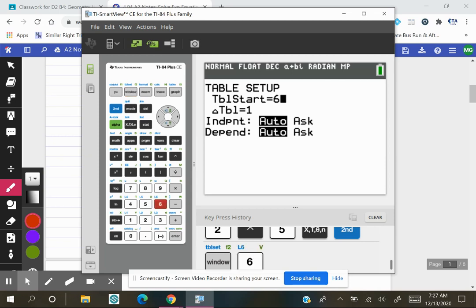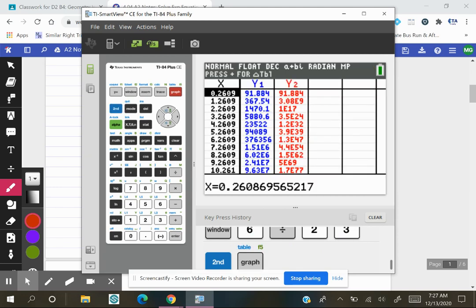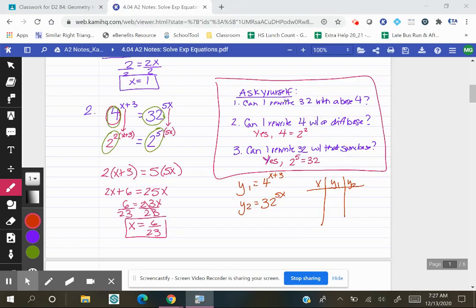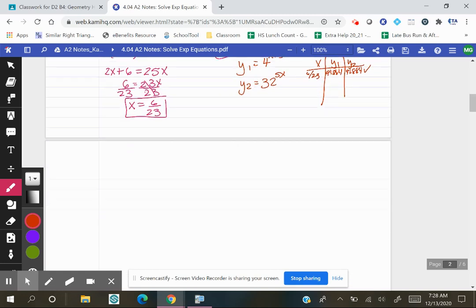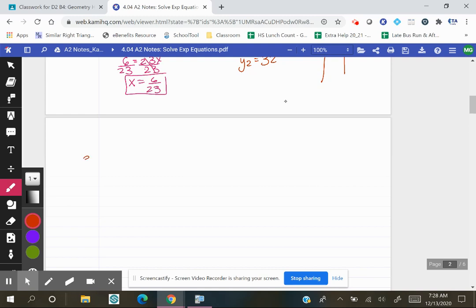You, of course, could do second trace intersect as well to see where they intersect, and then it would give you the decimal. So now I'm going to go back to my table, and now it should start right at that fraction, and you'll see y1 and y2 are exactly the same, 91.884. And since those y1 and y2 are the same, we know that they intersect there, that they're equal there, telling us that it checks. x is equal to 6/23.